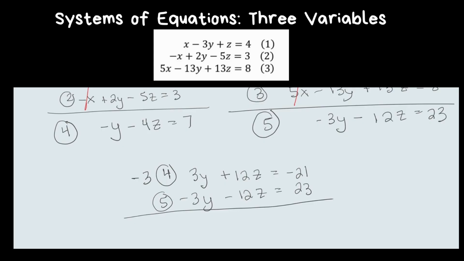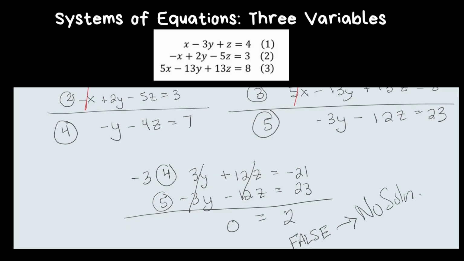Add. I have 0 equals 2. So when this happens, either we made an error, and you can see how easily that can be done. I almost made one myself. Or it means there are no solutions.